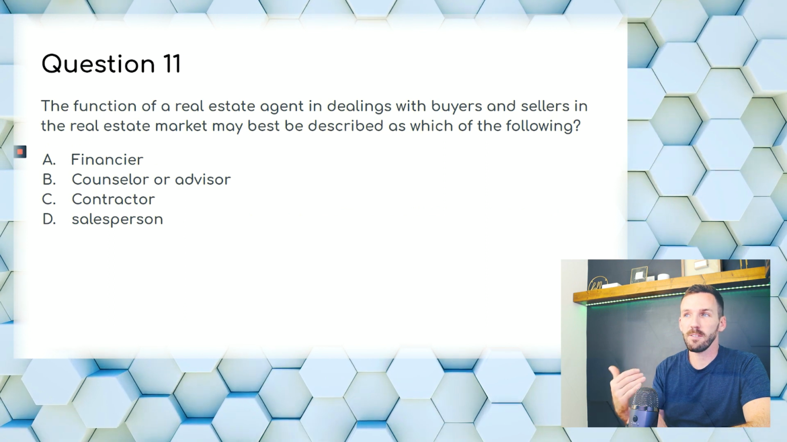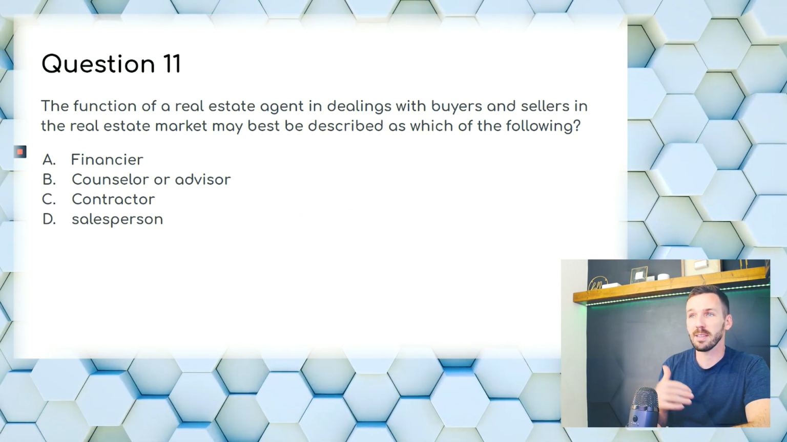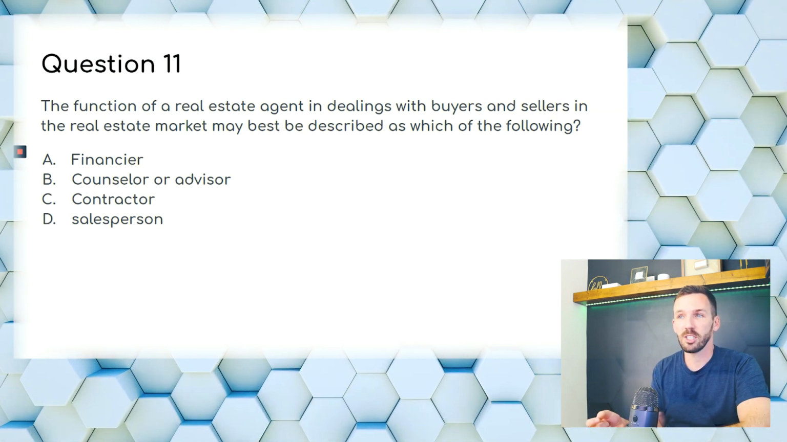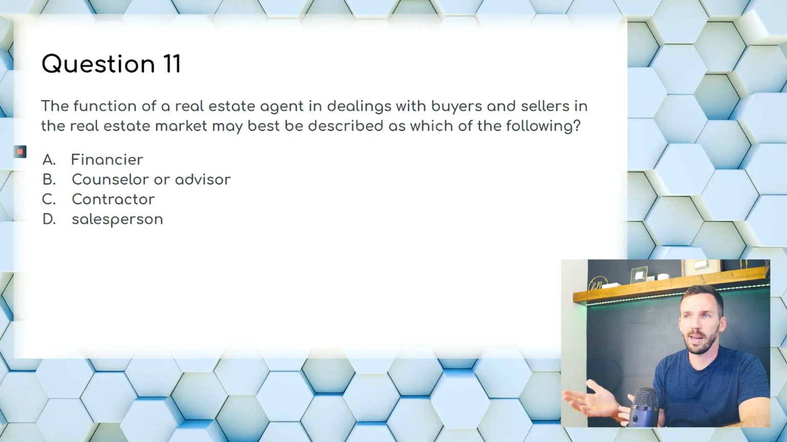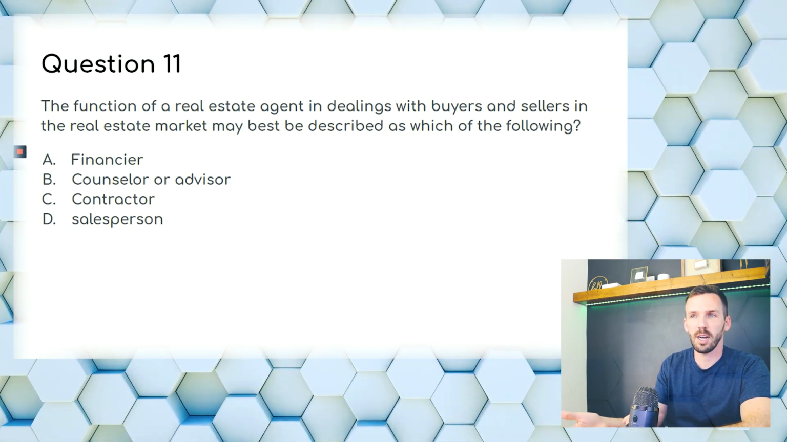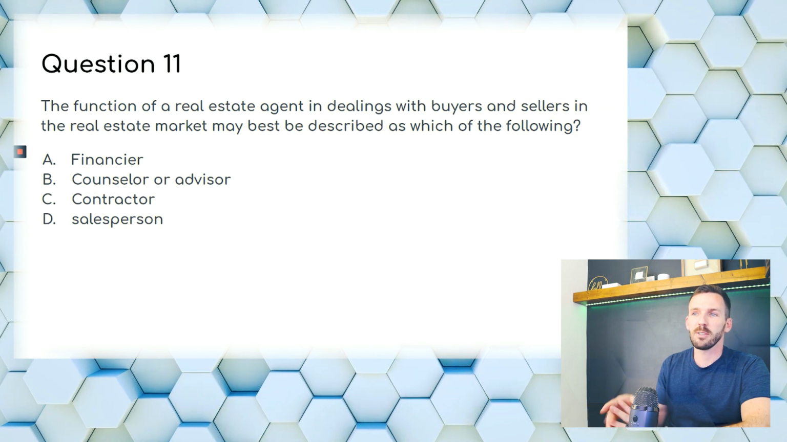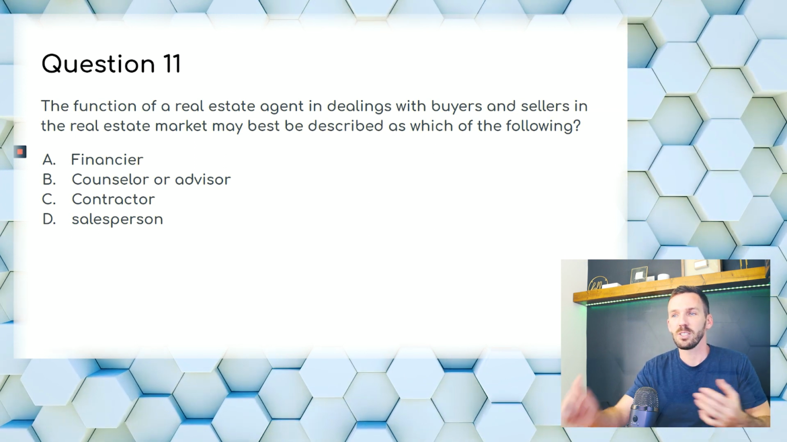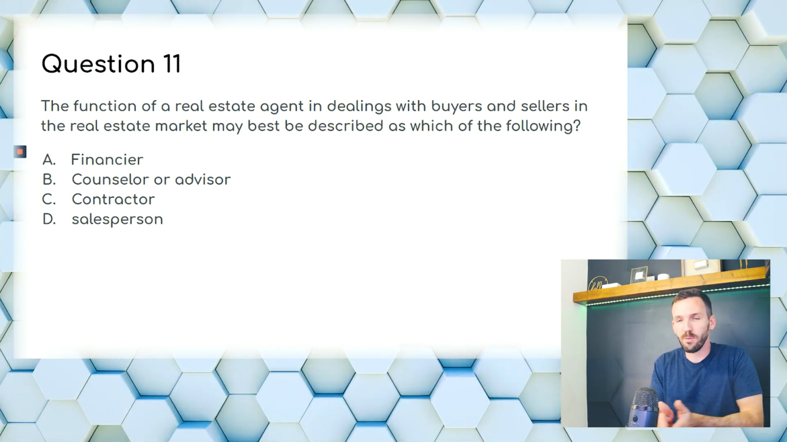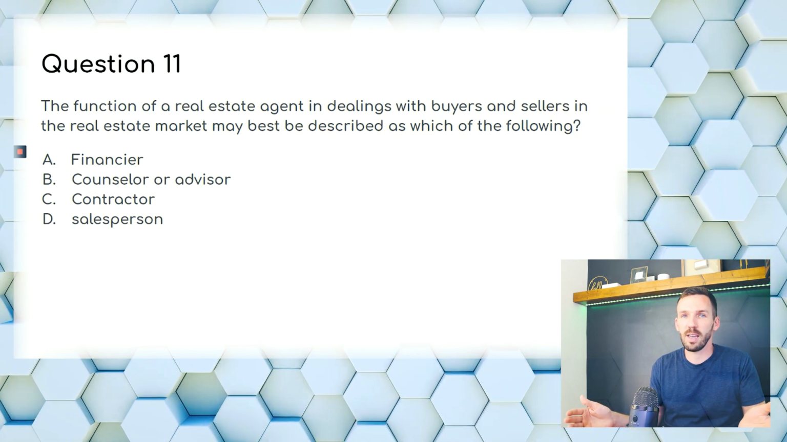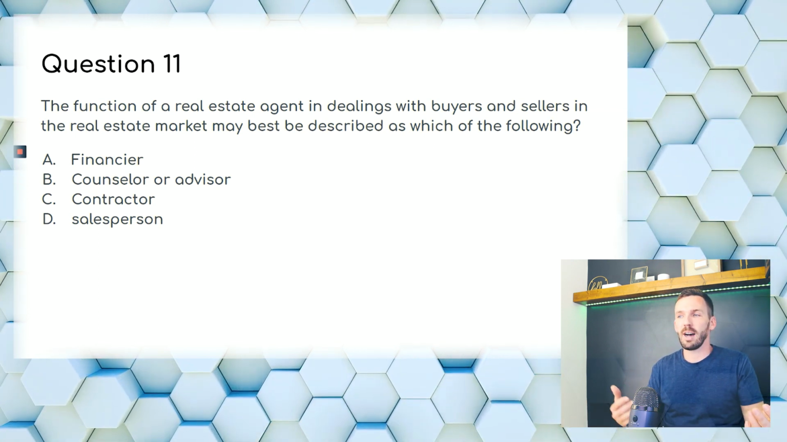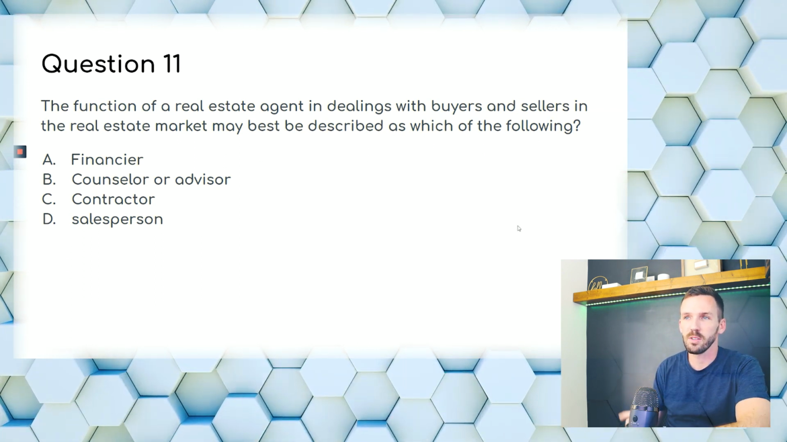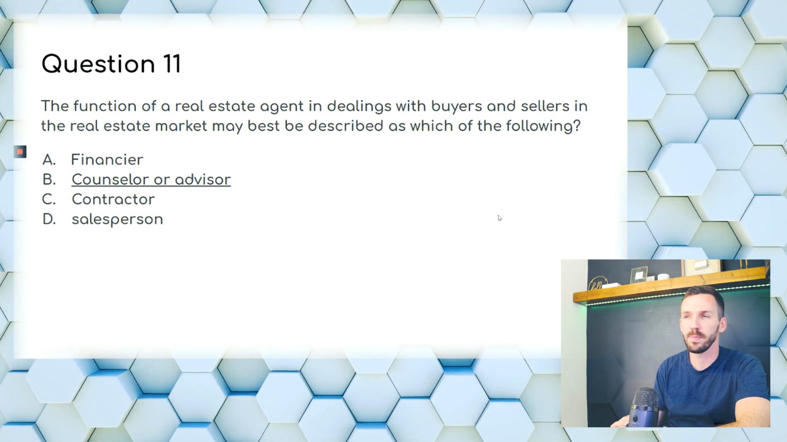Question 11. The function of a real estate agent in dealings with buyers and sellers in the real estate market may best be described as which of the following? A, financier, B, counselor or advisor, C, contractor, or D, salesperson. So now the answer in class and the answer in the real world are two different ones here, B and D. So getting leads is the most important and lucrative part of real estate, which is full-blown sales. But in general, we are basically advisors to the clients we do have. We don't discuss financing much, and we are not a contractor. So the answer here is B, counselor or advisor.